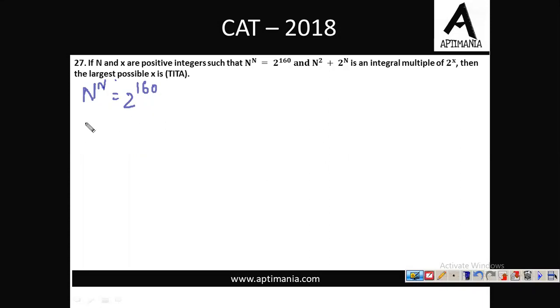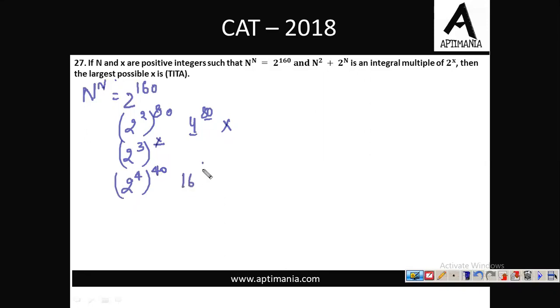2 power 160 is not working. If we try other values, like 2 power 2 whole power 80, that will be 4 power 80, which is again wrong because base and power are not the same. Similarly, if we try 2 power 3, this won't be an integral value. This is again wrong. 2 power 4 whole power 40 will be 16 power 40, which is again wrong. If we try 2 power 5 whole power 32, that will be 32 power 32. So by hit and trial method, we are getting the value of n as 32.